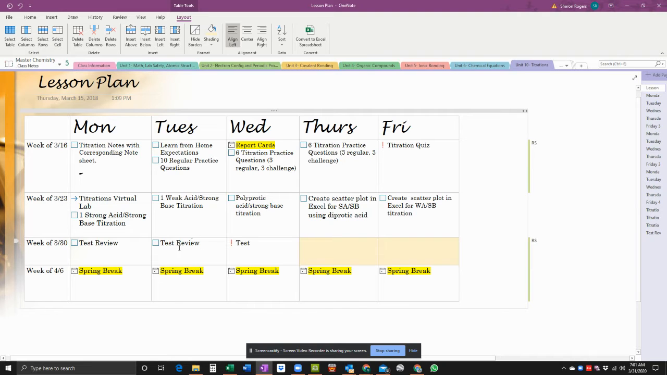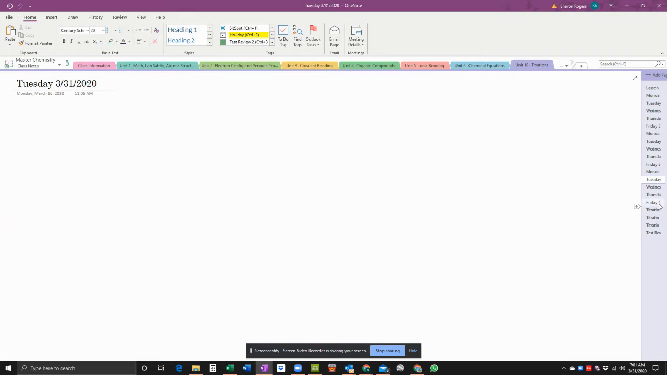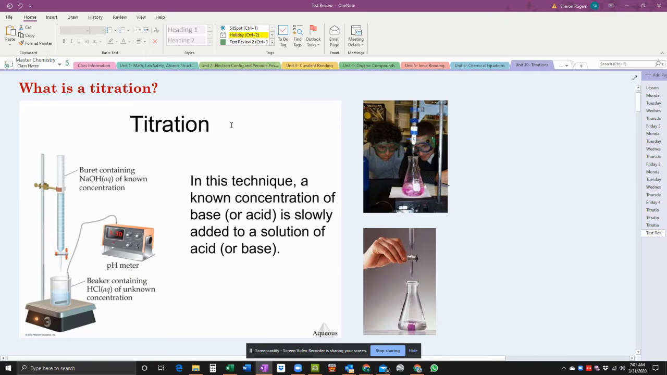Now, on Tuesday, that's today, we're going to just talk about conceptual stuff. The test tomorrow is just simply 20 questions on a Google form. And we have a combination of conceptual multiple choice and calculation multiple choice. So I just want to talk to you about what that would look like today. Now, I know y'all have performed these titrations virtually, but what is a titration?